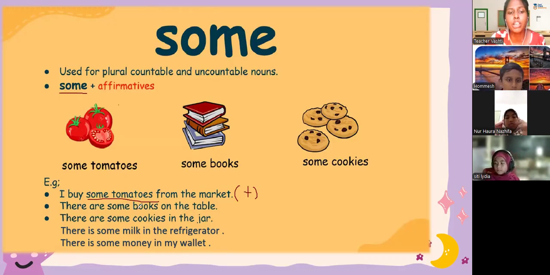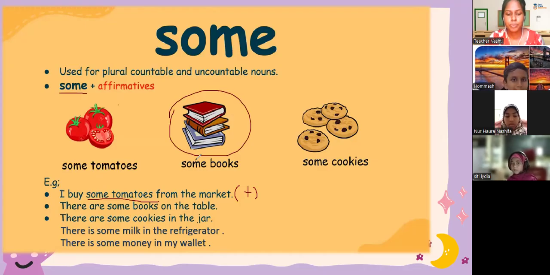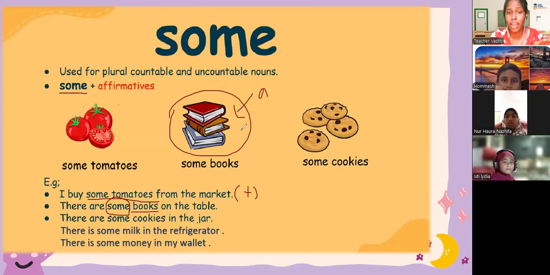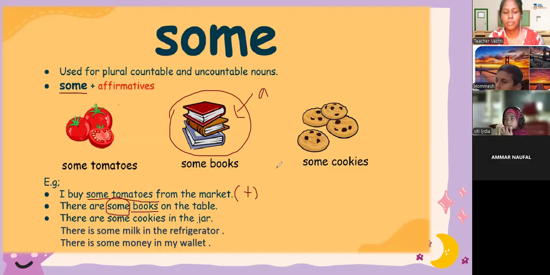There are some books on the table. Books, boleh kira ke tak? Boleh kira. Okay? So, books you can count. You can use the word some. Kenapa guna some? Tak boleh guna a? Because there are many books. Very good. There are 3 books. It's more than one. So, you must use the word some.